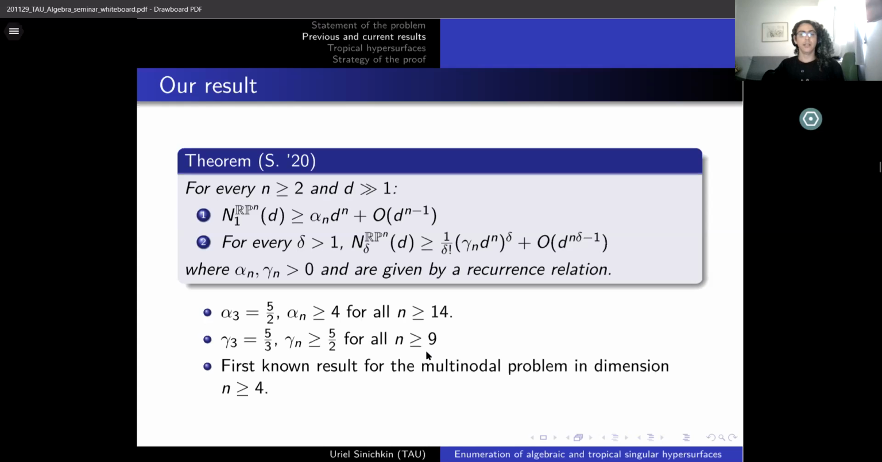Okay, and again, the full details appear in the paper. And just to mention that, as far as I know, this is the first known result for the multinodal problem in dimension larger than 3. Okay, so this is the result.